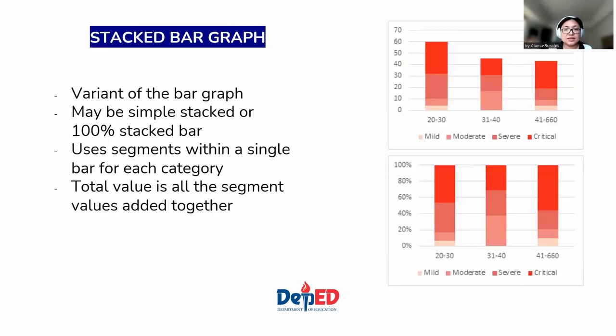Next is the stacked bar graph, a variant of the simple bar graph. It can be simple stacked, like this one above, or 100% stacked. So this is when you have categories or classes within a category. And the total value is all the segment values added together. Okay? So stacked bar graph.